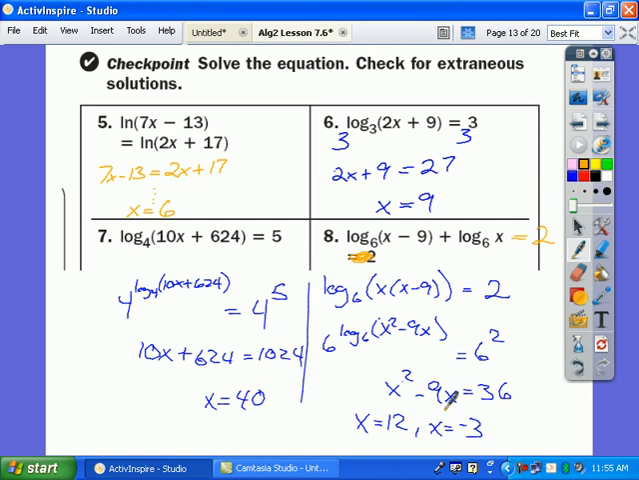So section 7.6 is all about solving equations. The first half of it is about solving exponential equations. The second half is about solving logarithmic equations. This is really what we've been aiming towards this entire chapter.